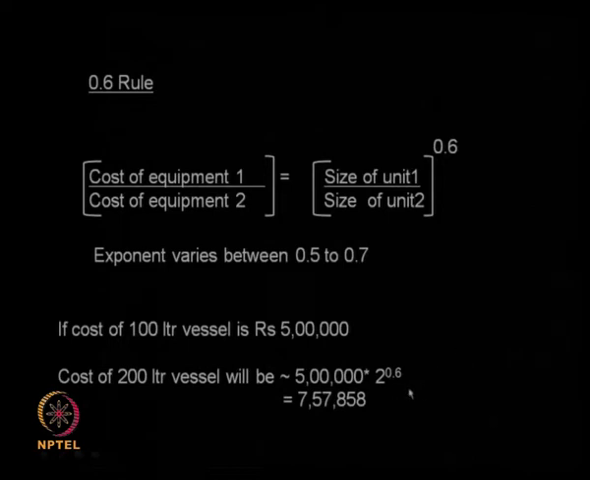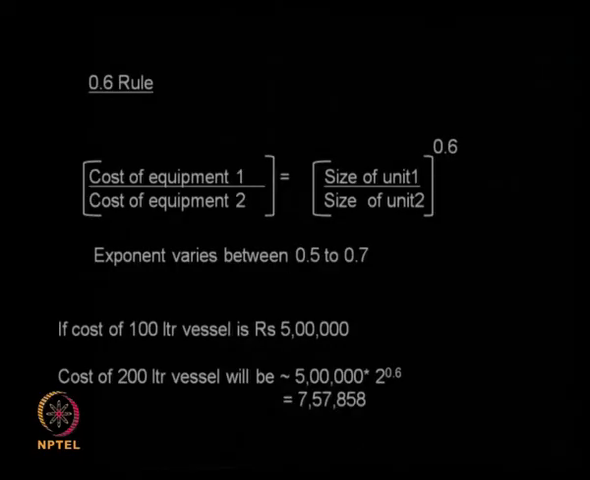So this exponent can vary between 0.5 and 0.7. If it is 0.5, it will be much less, right. So it is not exactly 2 times 5 lakh, which is 10 lakh rupees, but much less, and this exponent depends upon how complicated the equipment is. If the equipment is very complicated, it will be 2 raised to the power 0.7. If the equipment is the least complicated, it can be 2 raised to the power 0.5. So it will be in between. So if equipment of 100 liter capacity costs 5 lakhs, equipment of 200 liter capacity will cost 2 raised to the power 0.6 into 5 lakhs. That is what this 0.6 rule tells.